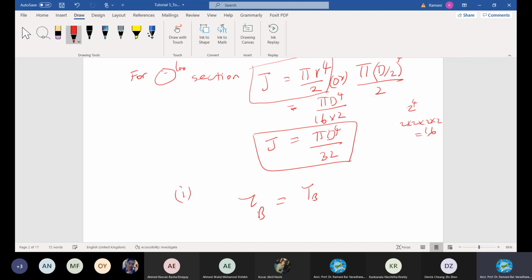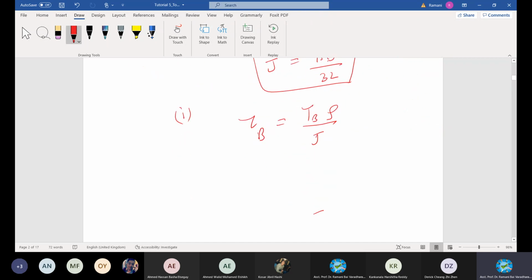Rotation at B, distance and J, polar moment J. What will be the rotation at moment B? 800, because it's the end, right? Away from the support. And what will be the distance? 20 mm, right? I write it as 0.02 meter.